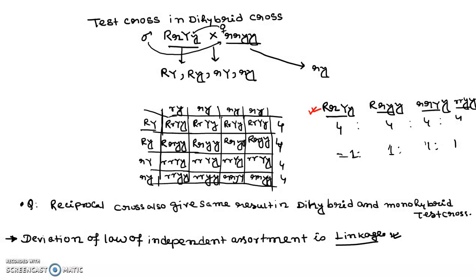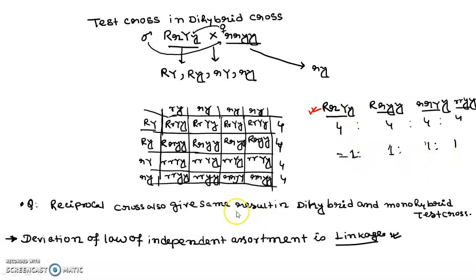Now coming to the test cross. We know that a test cross is a cross of the F1 hybrid with the homozygous recessive. If we cross them, we call it a test cross. Now you will get the 1:1:1:1 ratio.